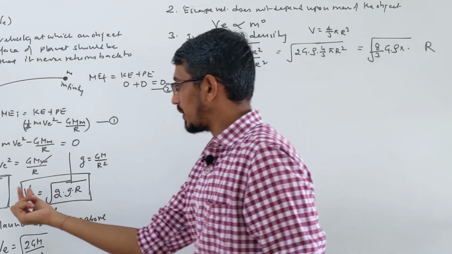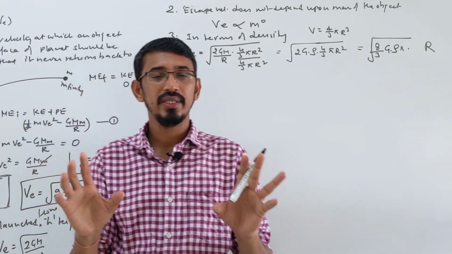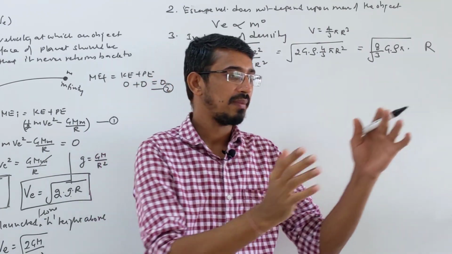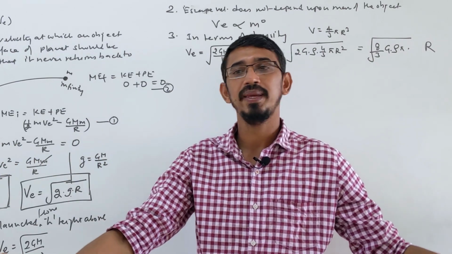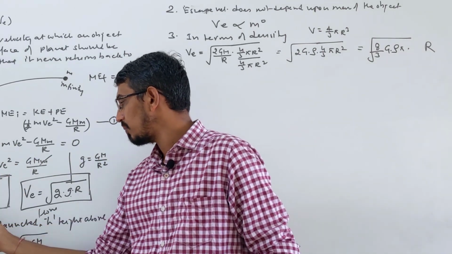Look at three things we are watching here. Suppose they are comparing that an object is launched from that planet and that planet, two planets they are comparing. Either they can say the mass of these two planets is the same. Mass same, then escape velocity is proportional to what?